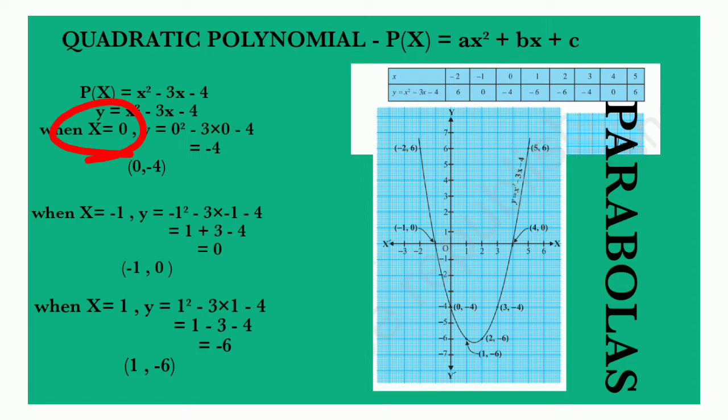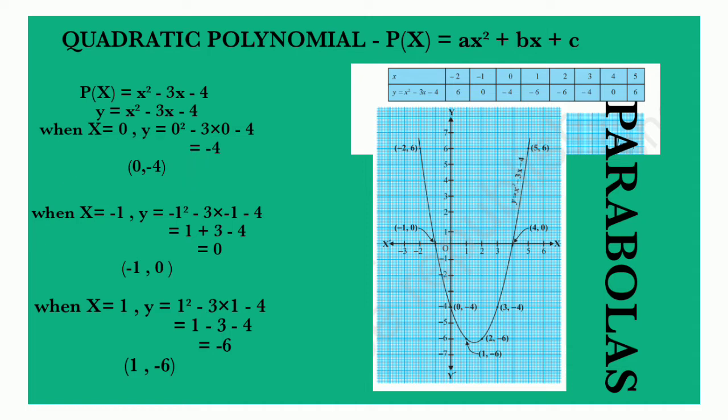Substitute x equal to 0 in the place of x. So 0 square minus 3 into 0 minus 4. That is 0 square means 0, minus 3 into 0 is 0, 0 minus 4 is equal to minus 4. So you will get the first coordinate is 0, minus 4.